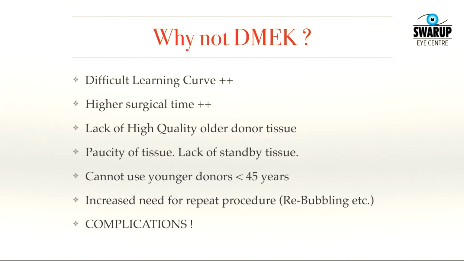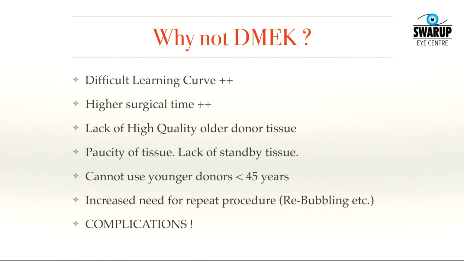Then in a country like India, we always have a paucity of good quality donor tissue, and that's always a challenge, especially if you're not in an institution which has an eye bank attached to it, so you don't have a backup tissue. One funny thing about DMEK is you can't use the best tissues for DMEK. The ones which are really young are a little difficult to use unless you're a very experienced surgeon. Especially for the novice surgeon, it's not recommended to use a tissue that's less than 45 years. So the ones that have the best counts are funnily contraindicated for DMEK.